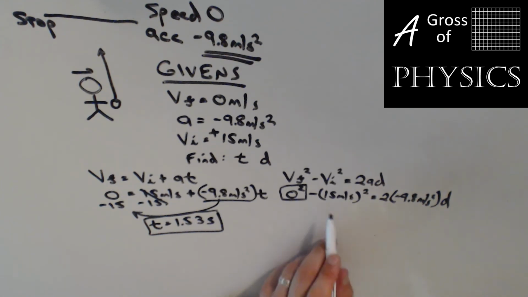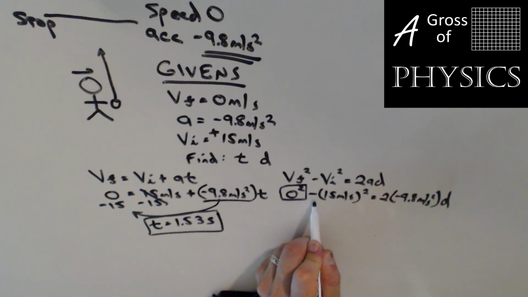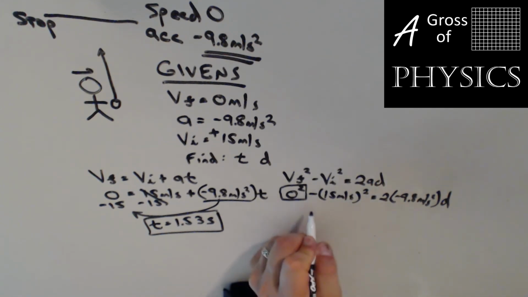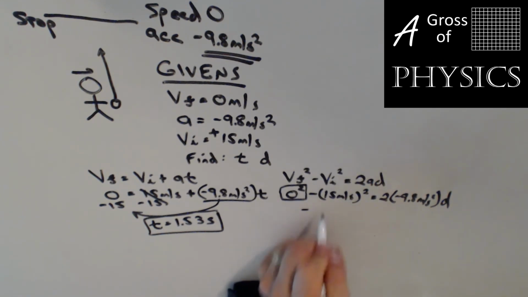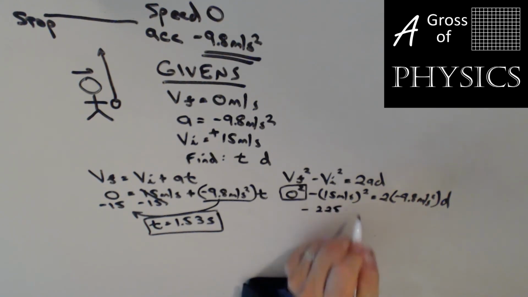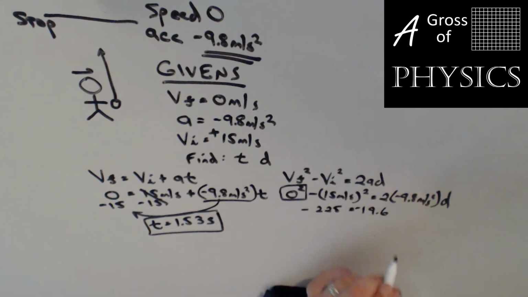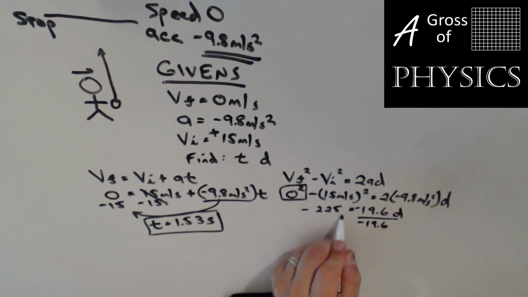Either way, when we solve this, keep in mind that this negative sign is outside of the parentheses. So we're going to square the 15 first, and we're going to get 225. That 225 is a negative. Now, 2 times 9.8 is 19.6. That also stays negative because of the negative sign on the 9.8 times d. We're going to divide both sides by 19.6, negative.